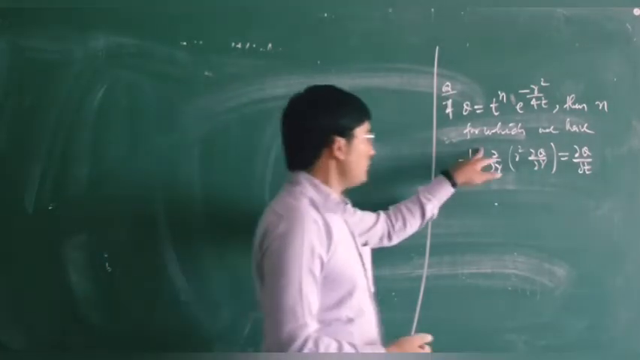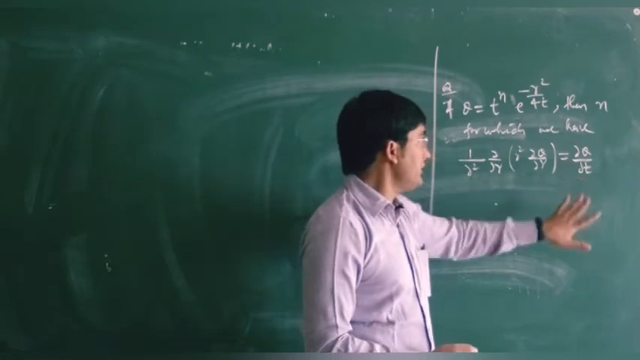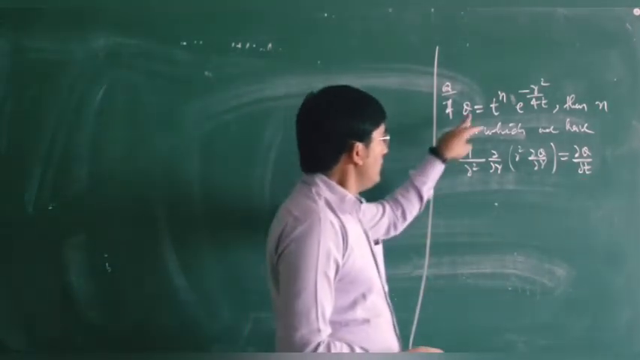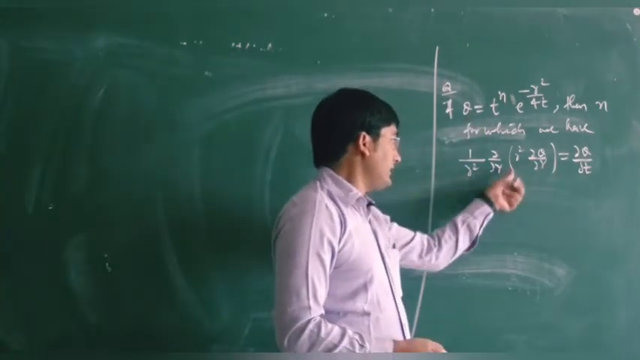So our (1/r²) ∂/∂r of this bracket is the same as ∂θ/∂t. So we have to find out our n. Here you can see that we have to differentiate θ with respect to t, and then θ with respect to r, and then again with respect to r.